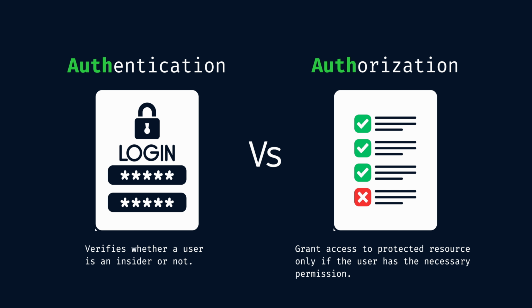Now each user inside the system will be allocated different roles or different permissions. In order to access a protected resource, the user must have the necessary permissions that the protected resource is asking for. So based on whether the user has the necessary permissions or not, authorization will grant or deny the request to access the protected resource. Now let's see them in action.